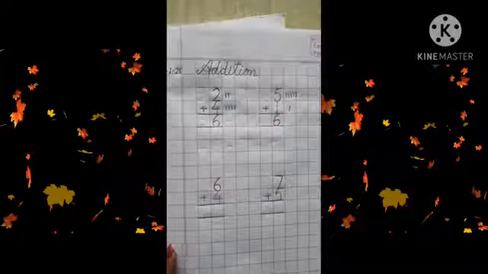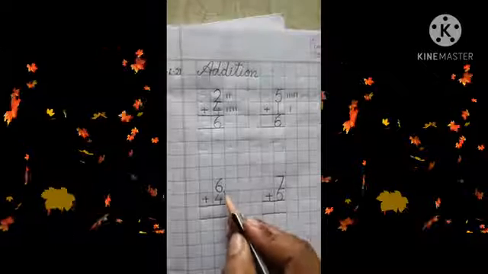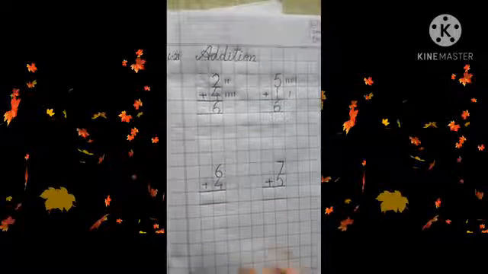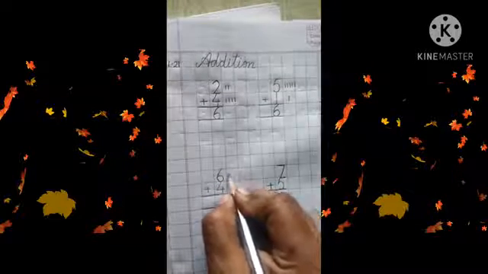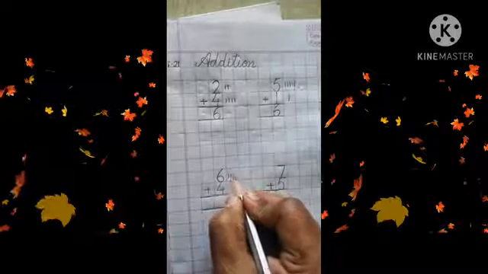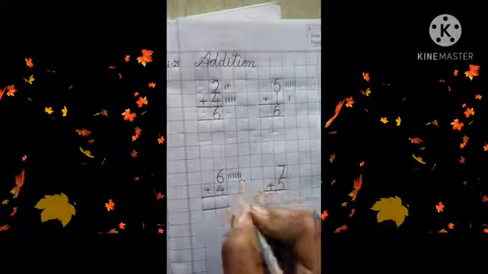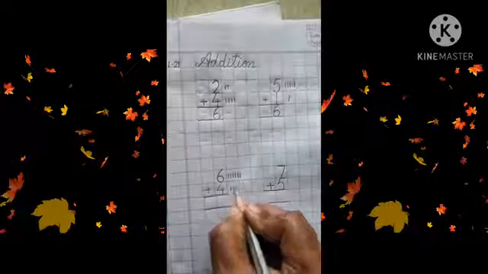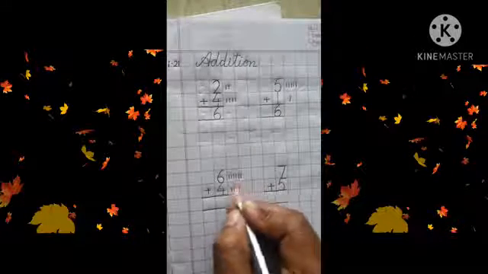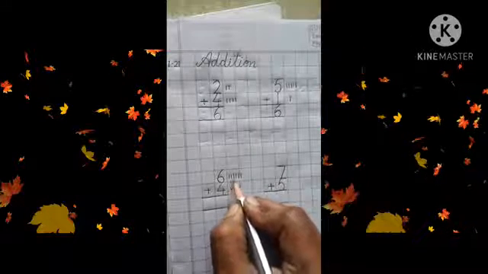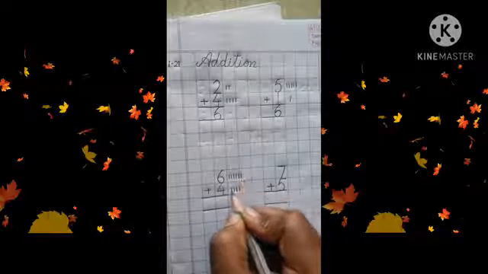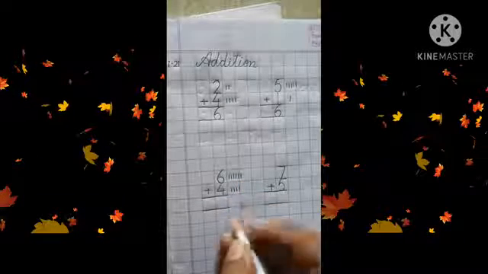Now see, in the next question, we will add 6 and 4. So all of you draw once again. 1, 2, 3, 4, 5, 6 lines, and for 4 you will draw 4 lines. Now add all the lines. 1, 2, 3, 4, 5, 6, 7, 8, 9, 10.